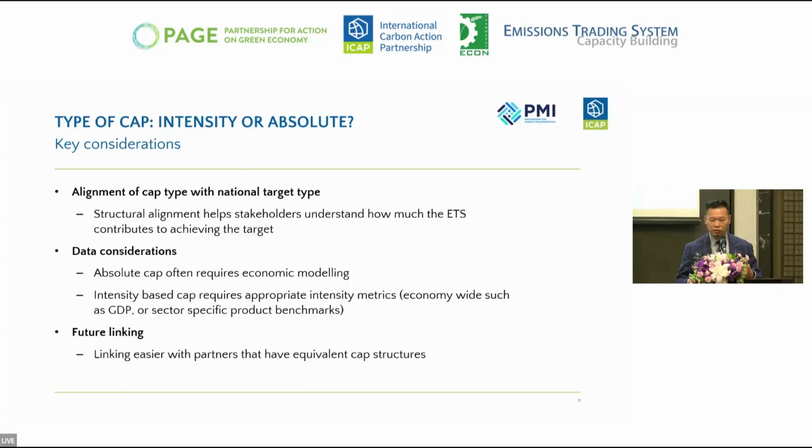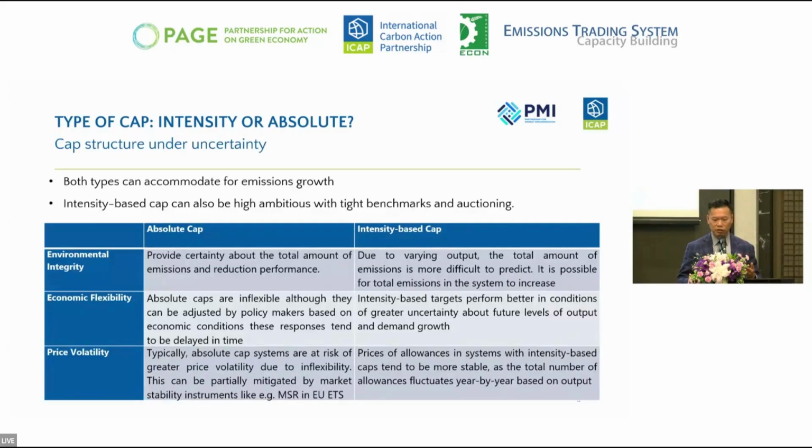We also need to consider the data requirement for setting the cap. I'll talk about the data requirement later. And consider future linking. If the system wants to link with another system, then you need to consider what kind of cap the other system has. For example, in the US, the California ETS started first, and then Quebec wanted to have their own ETS and link to California. So you must have the same design as California. If you want to link with another system, the designs must align.